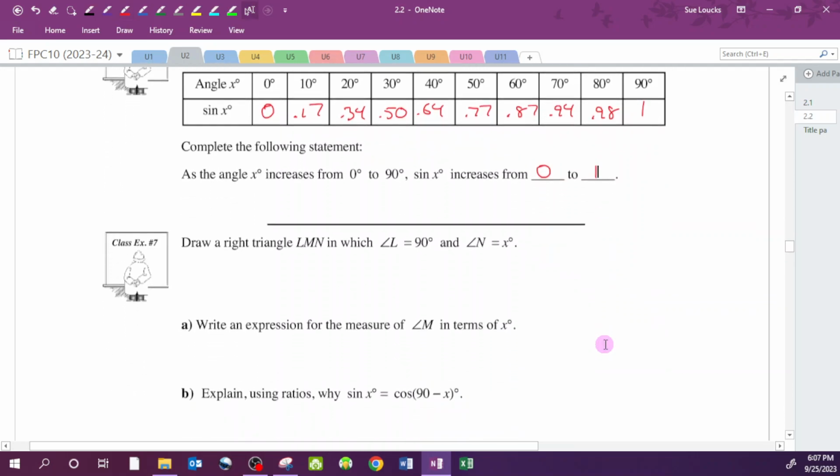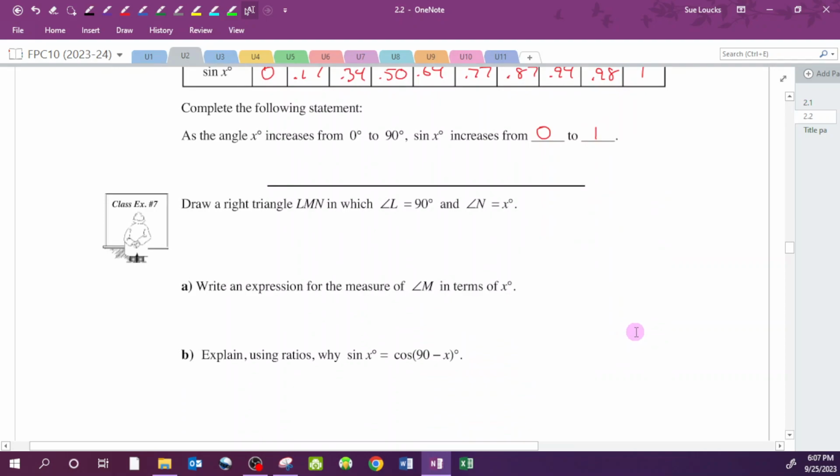So we're going to draw a triangle LMN in which angle L is 90 degrees and angle N is X degrees. Now you can draw this any way you want, but the normal way would be like this, with our right angle here and our angle of interest over here. So this is angle N, or point N, and L is at the 90 degrees. That makes this the M. And then this right here is X degrees.